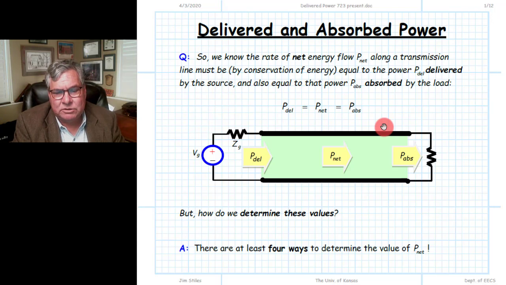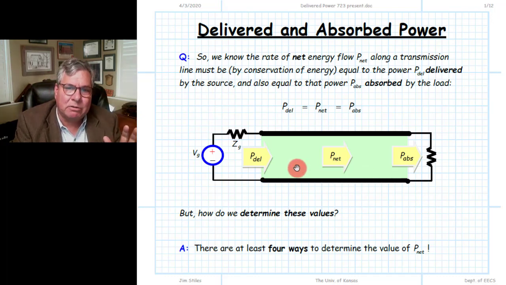You hopefully now understand the different types of power in a transmission line that is connected to both the source and load, and how those powers are related to each other. Again, we have the power delivered from the source, the power absorbed by the load, and then the net power flow along the transmission line, which we know to be the difference between the power associated with the incident wave and the power associated with the reflected wave.